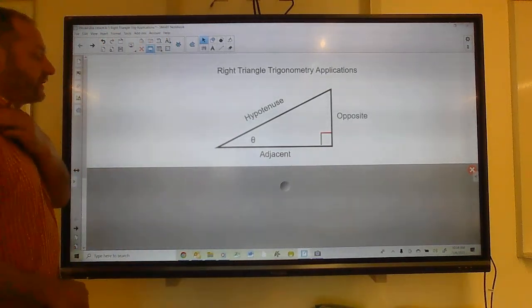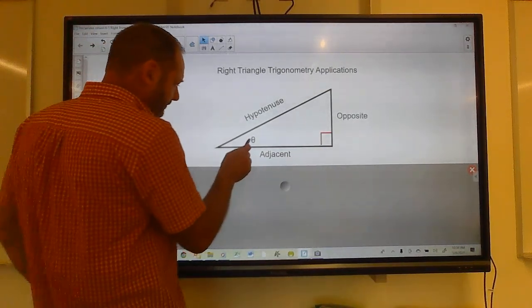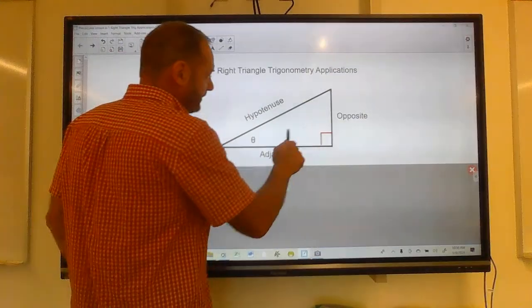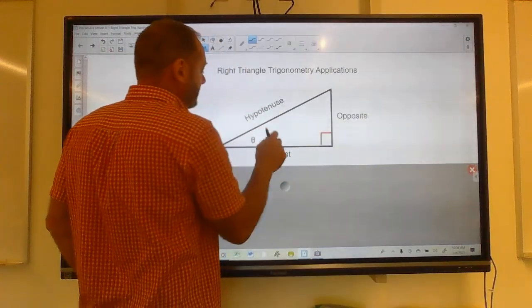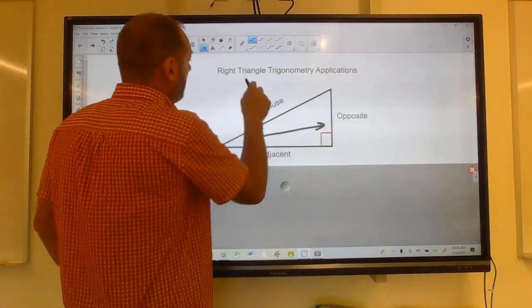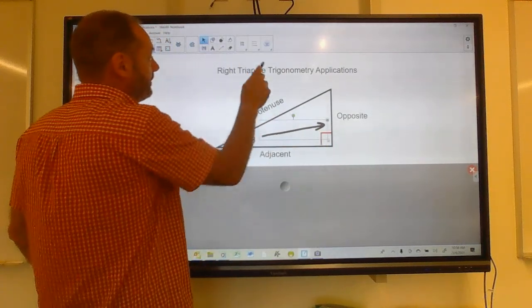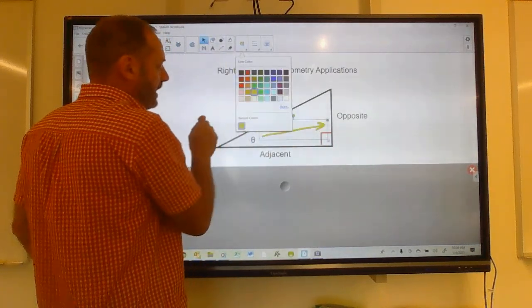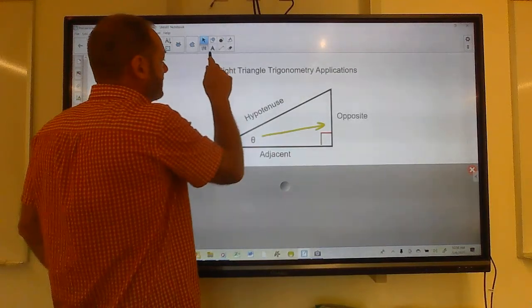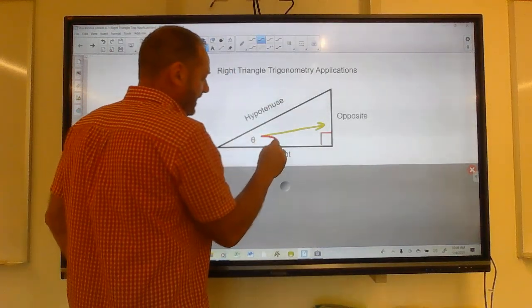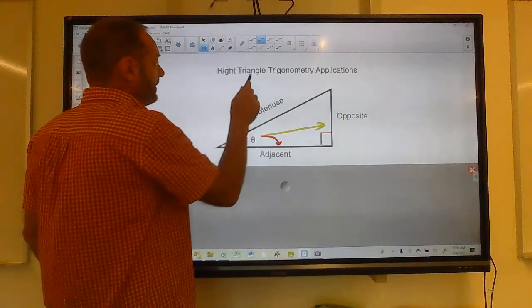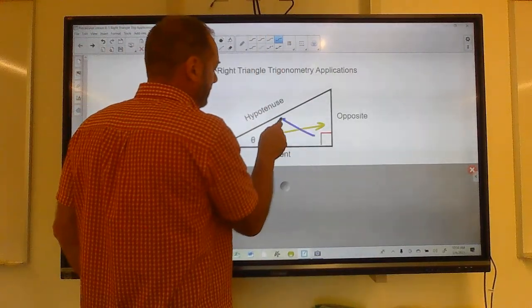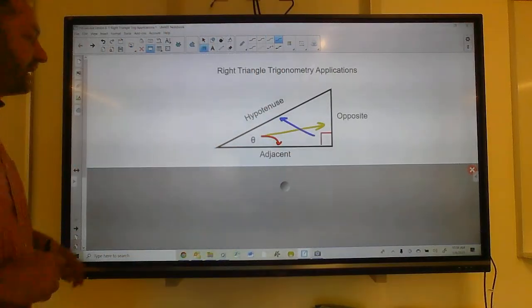So just a refresher, remember my reference angle, the side opposite is directly across from my angle. And then the side adjacent is the leg that's next to the angle, and then the hypotenuse is always directly across from the 90-degree angle.